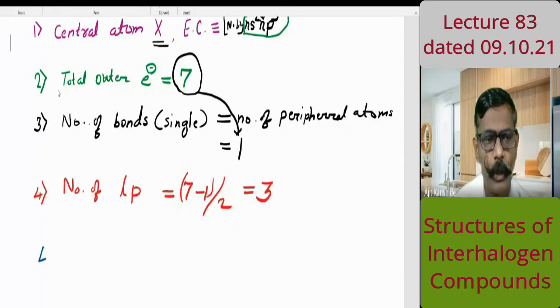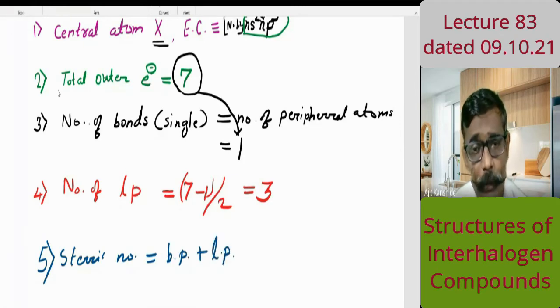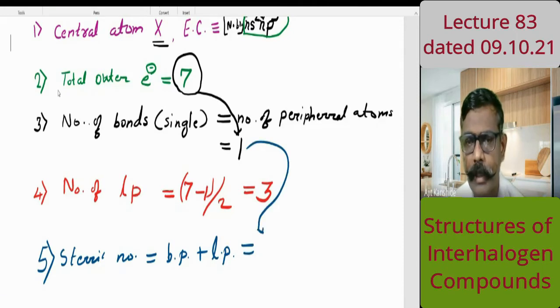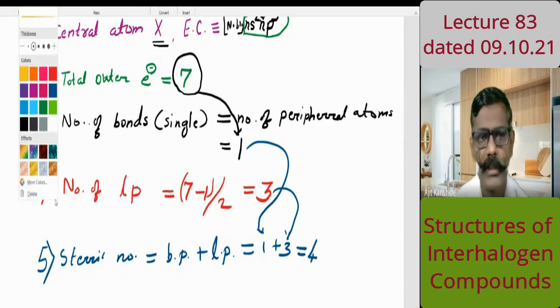Now fifth point, steric number, which is equal to bond pairs plus lone pairs. Here double bonds are not there, single bonds only. How many bond pairs are there? 1. How many lone pairs are there? 3. So what's the steric number? 4. Yes, 4. Now the last point is about the structure.